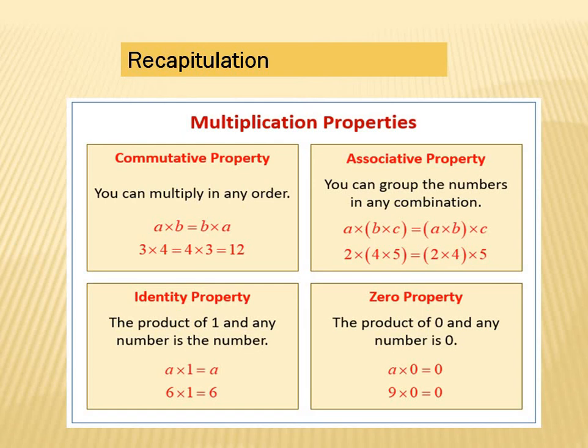Zero property, the property of 0. The product of 0 and any number is 0. How? Let's see. 9 multiplied by 0 is equal to 0. We have already seen the examples of it. If you take a big number, like if you multiply 213 multiplied by 0, then the zero property says that the product will be 0.